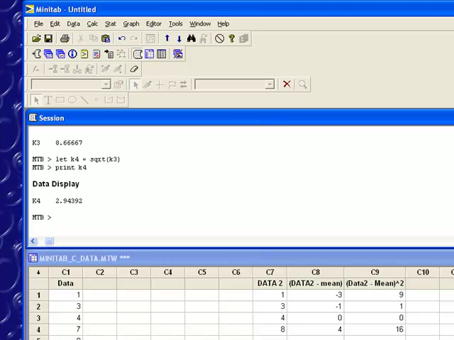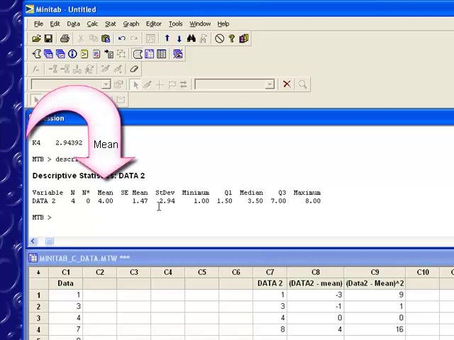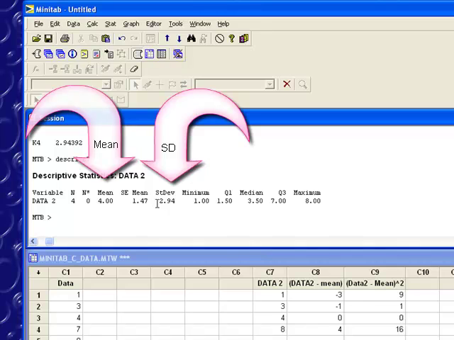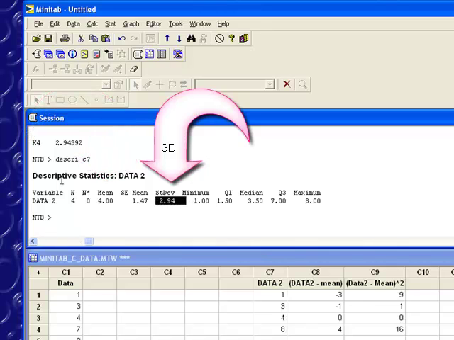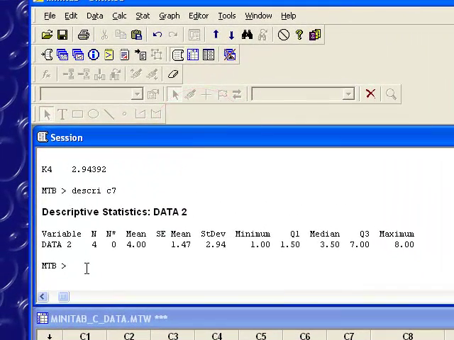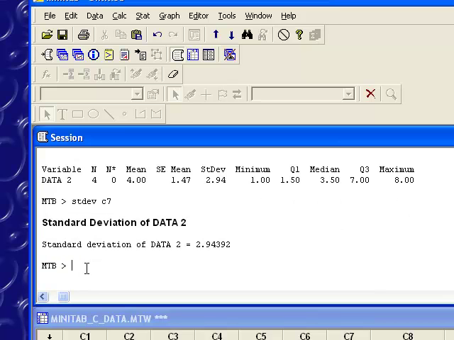Other than that, what you can do very easily, if you wanted to calculate the mean and standard deviation, is just hit your describe command. Describe where the data is, it's in C7, and it will give you the mean, which we got as 4, and the standard deviation right here as 2.94. If you wanted more decimal places, you could say standard deviation of C7. And there you have the standard deviation in more decimal places. And if you wanted variance, you could just square that value.